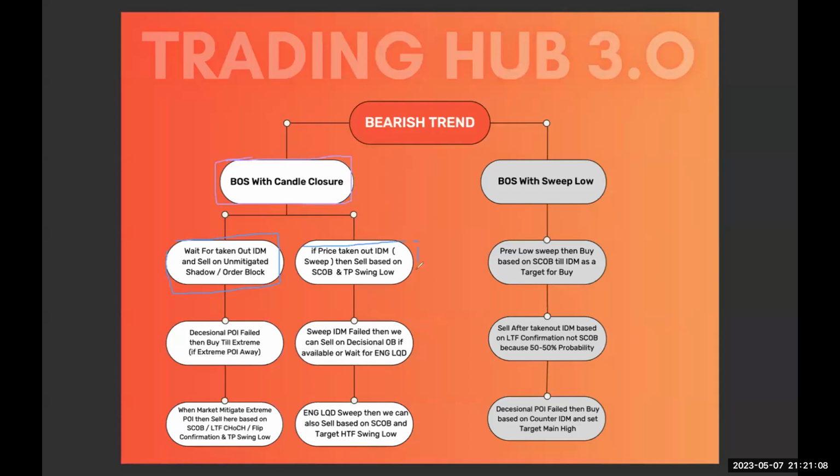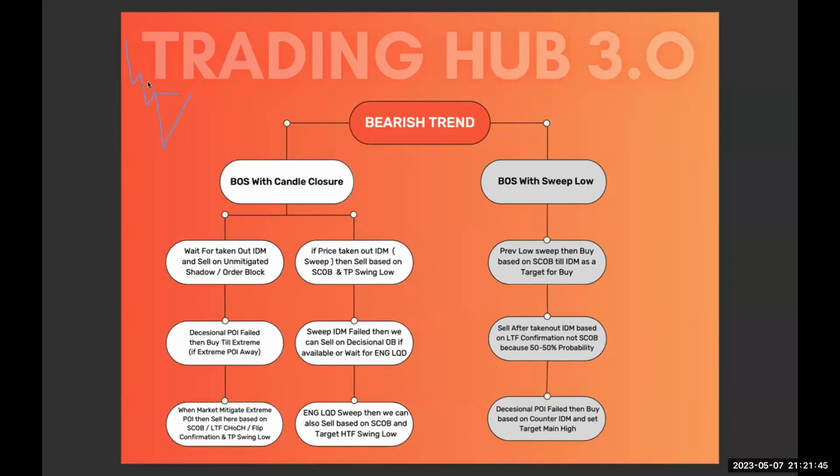If price takes out the inducement, sweep, right? In that case, sell based on only single candle order block. In this case, you don't need lower time frame chalk flip or anything. Correct? Similar thing here. Decisional PUI failed, then you can buy till extreme PUI mitigation, as we have done in a bullish market. Like market is bullish. I'm sorry, this is a bearish diagram. Bearish diagram is here.